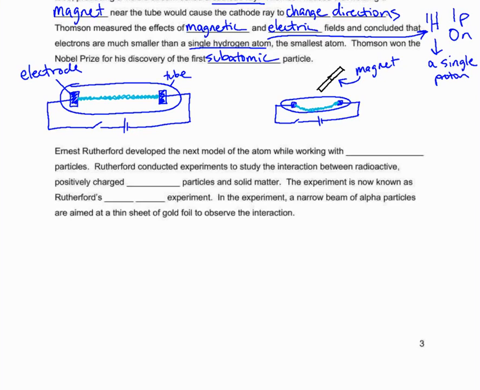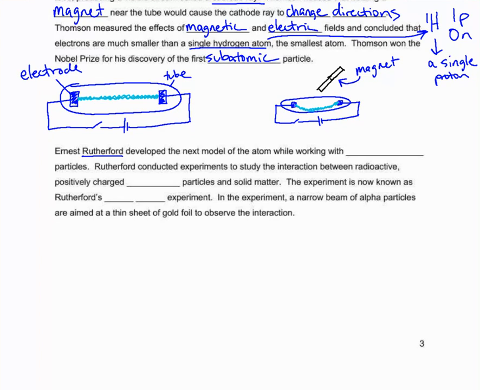Okay, so this is ICP Unit 2. This is the third video. We are still in Section 2. So we just finished talking about Thomson and his cathode ray tube and his model of the atom known as plum pudding. The next one comes from Ernest Rutherford.